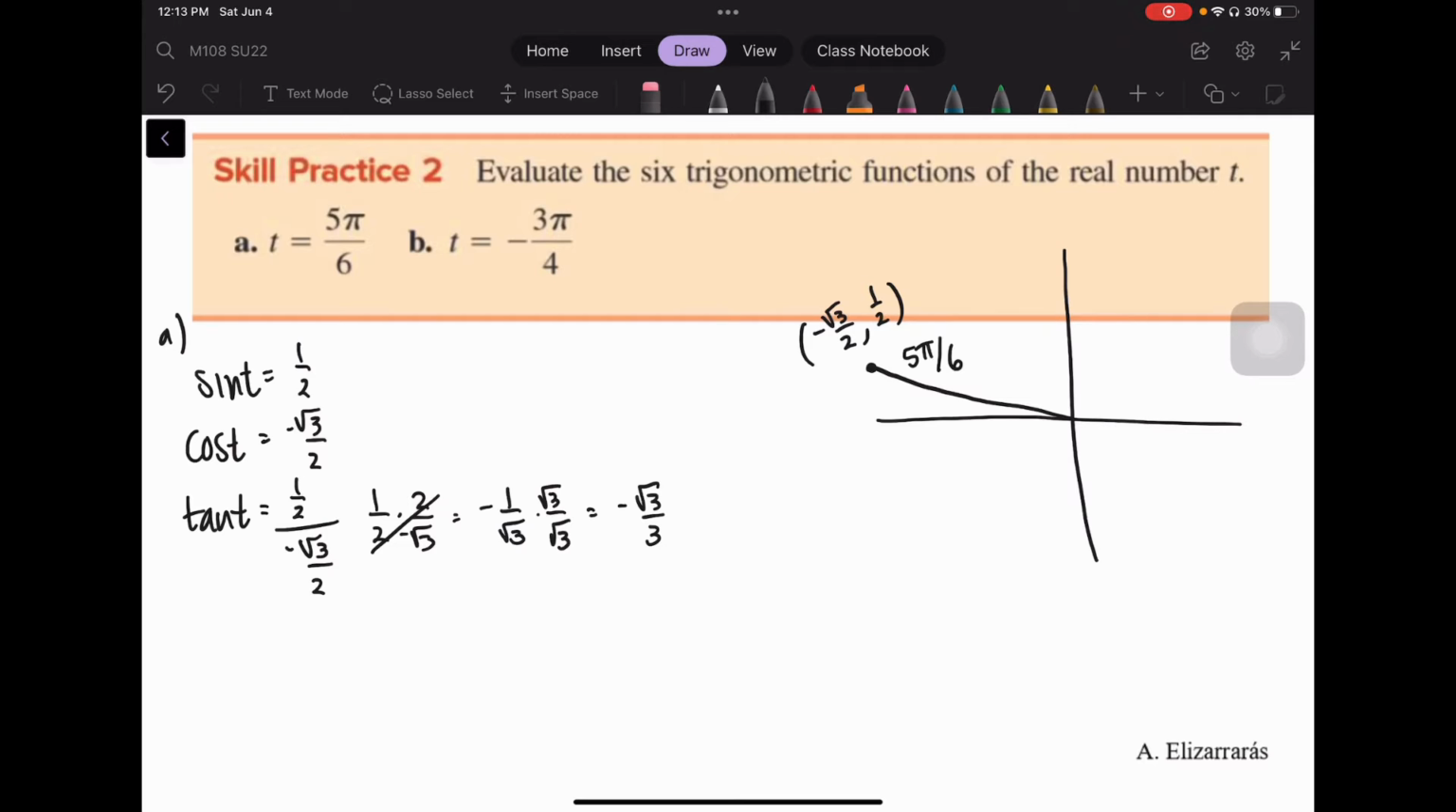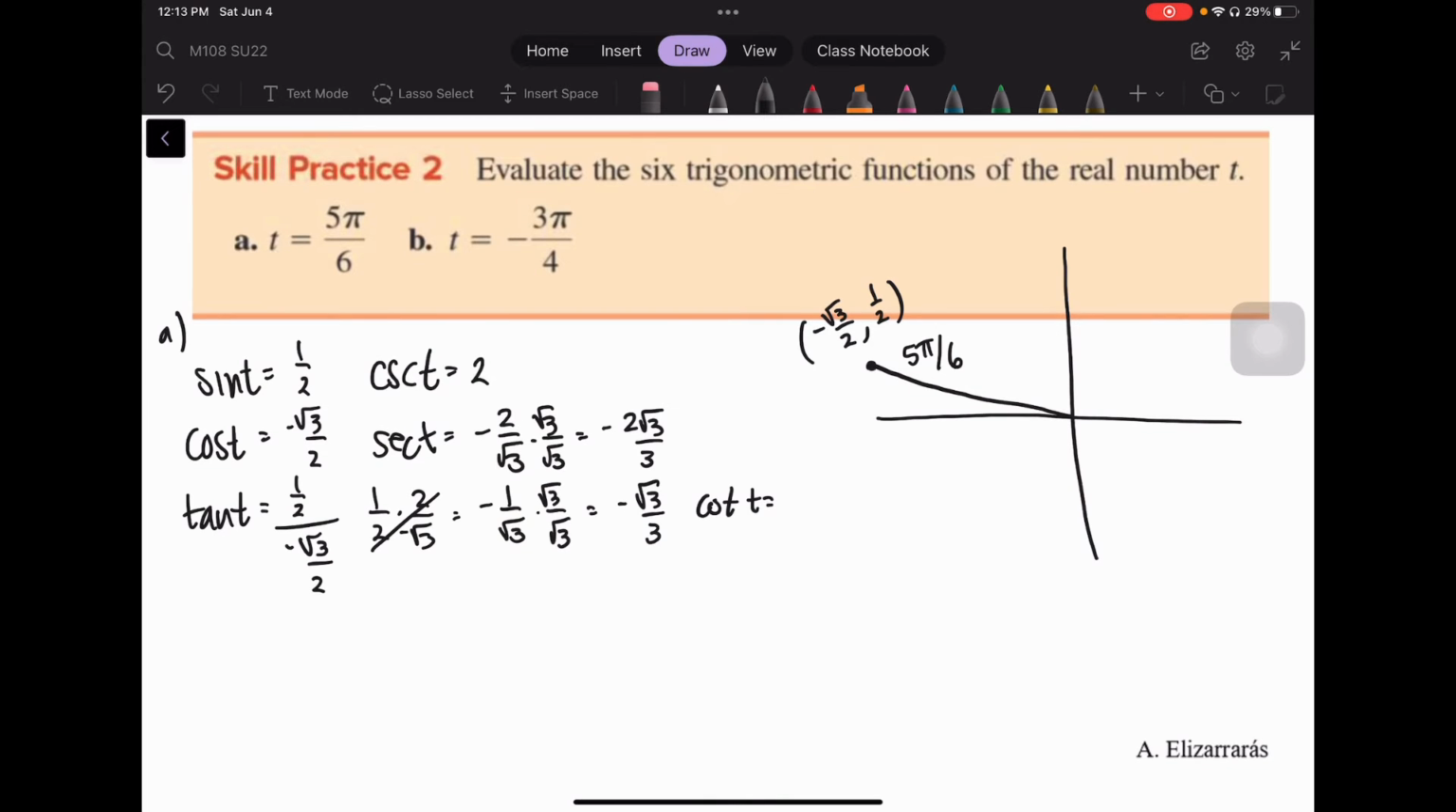Doing the reciprocal for sine to get cosecant, we get 2 over 1, or 2. The reciprocal of cosine for secant, we're going to rationalize, is equal to negative 2 over root 3, or negative 2 root 3 over 3. And then the cotangent is going to be the reciprocal of tangent, which I'm going to call negative root 3 because it's negative root 3 over 1.